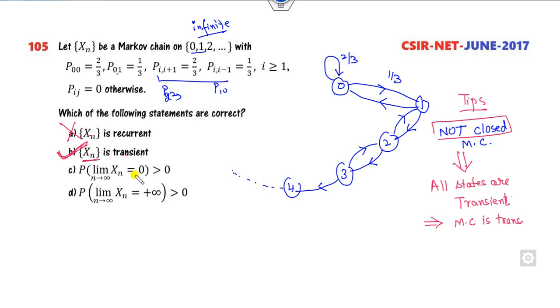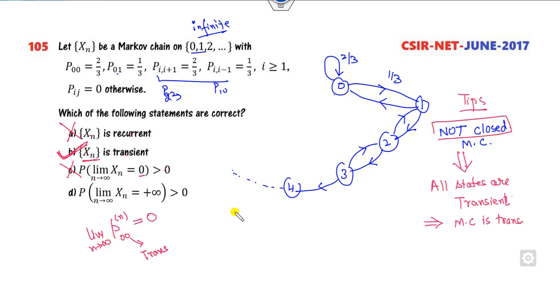What is the meaning of that? It is 0. So p 0 to 0 of n, as n approaches infinity. So once this 0 is transient, what is the probability that it must be 0? But it said it's greater than 0, so cancel. Fine.